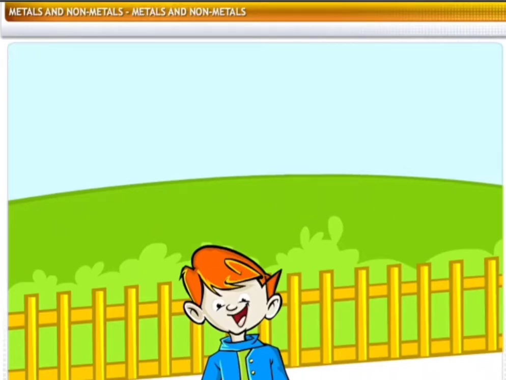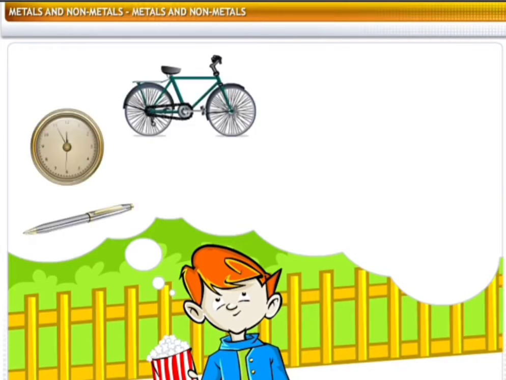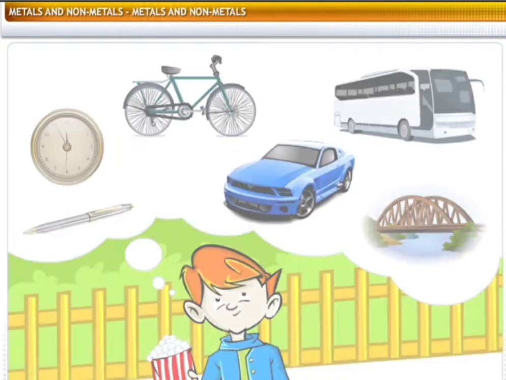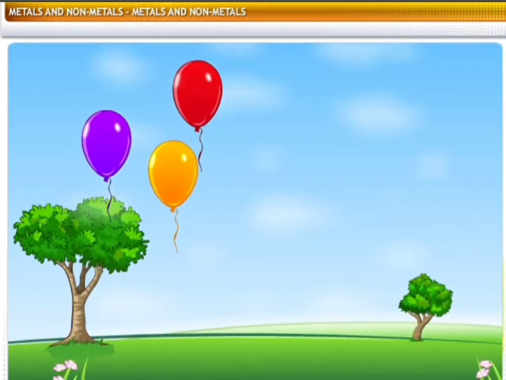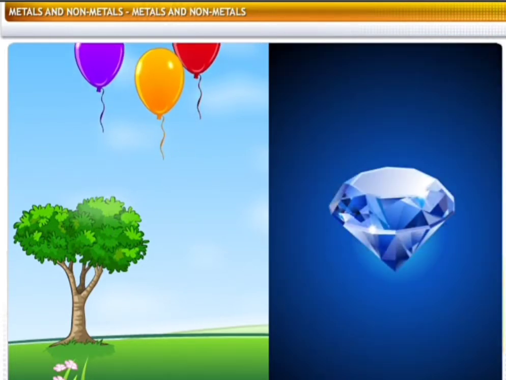What are the images that come to your mind when you hear the word metal? Pen, watch, bicycle, car, bus and bridge are all made of metals. On the other hand, helium, which makes balloons fly, and the carbon that constitutes diamonds are non-metals.